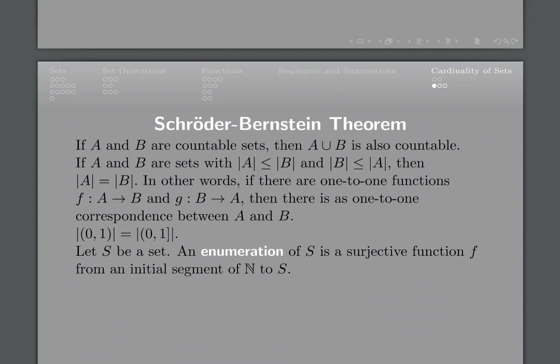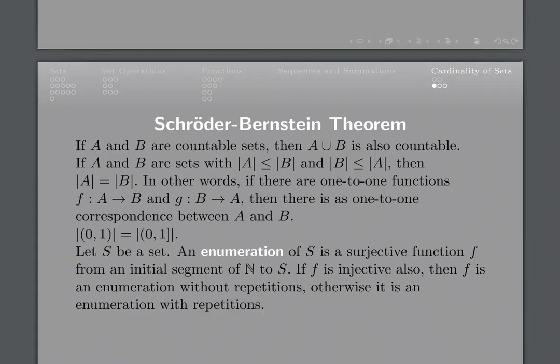So let S be a set. An enumeration of S is a surjective function f from an initial segment of N, so basically a finite subset, from 1 to m. An enumeration of S is a surjective function. So it doesn't need to be a one-to-one correspondence. It just needs to map onto S. So every element of S has at least one preimage.